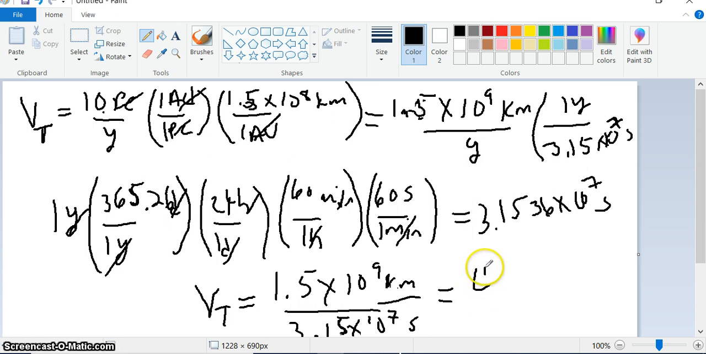And so this turns out to be 47.6. Is that right? Let's see, let me look at it again. Approximately 47.6 kilometers per second. All right, now we're not quite done. Remember, that's the transverse velocity.